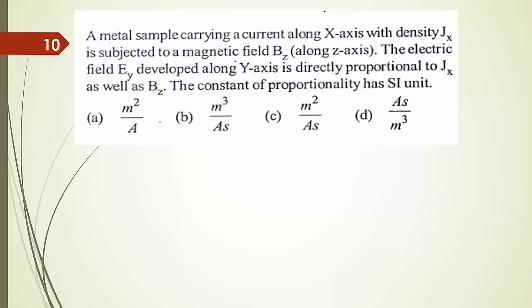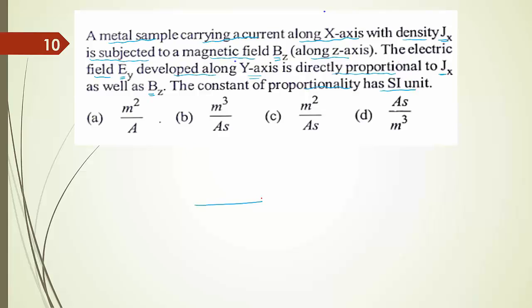10th question. A metal sample carrying a current along x-axis with density Jx is subjected to a magnetic field Bz along z-axis. The electric field Ey developed along y-axis is directly proportional to Jx as well as Bz. The constant of proportionality has SI unit.